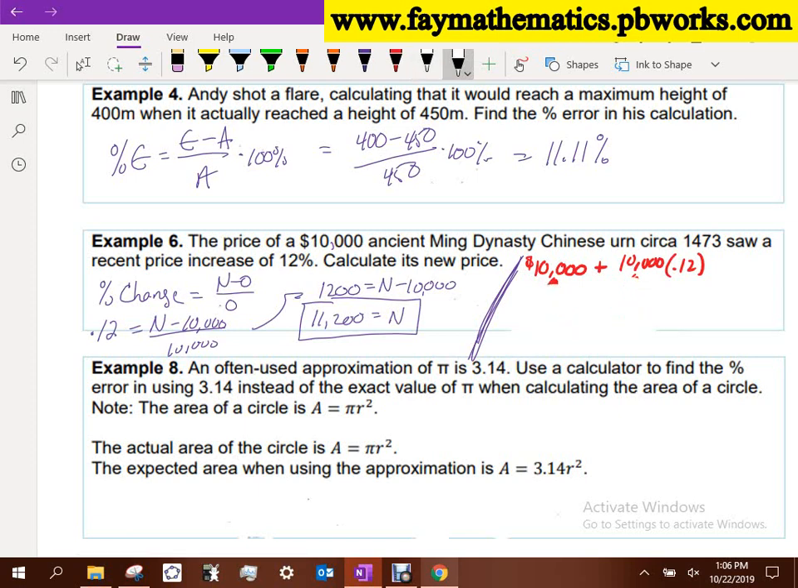Let's do this. Would you guys agree that what I have written in red is the same thing that says 10,000 there? Is that the same thing as 10,000 times 1 plus 0.12? If I would distribute that 10,000 to this 1 and this plus 0.12, would it give me that and that? Does that make sense, everybody?